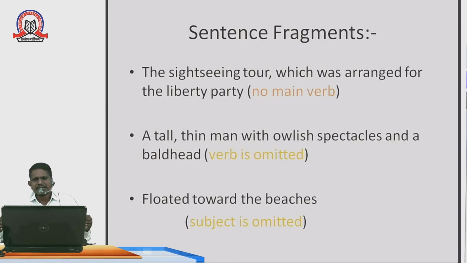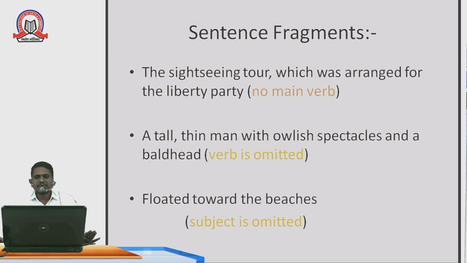In every mother tongue we can use these things, in the Hindi language also, in the Marathi language also, we can use the words unconsciously. But the correct sentence is here now. The sightseeing tour was arranged for the Liberty Party. This is the correct sentence. There is no use of "which" and a comma.